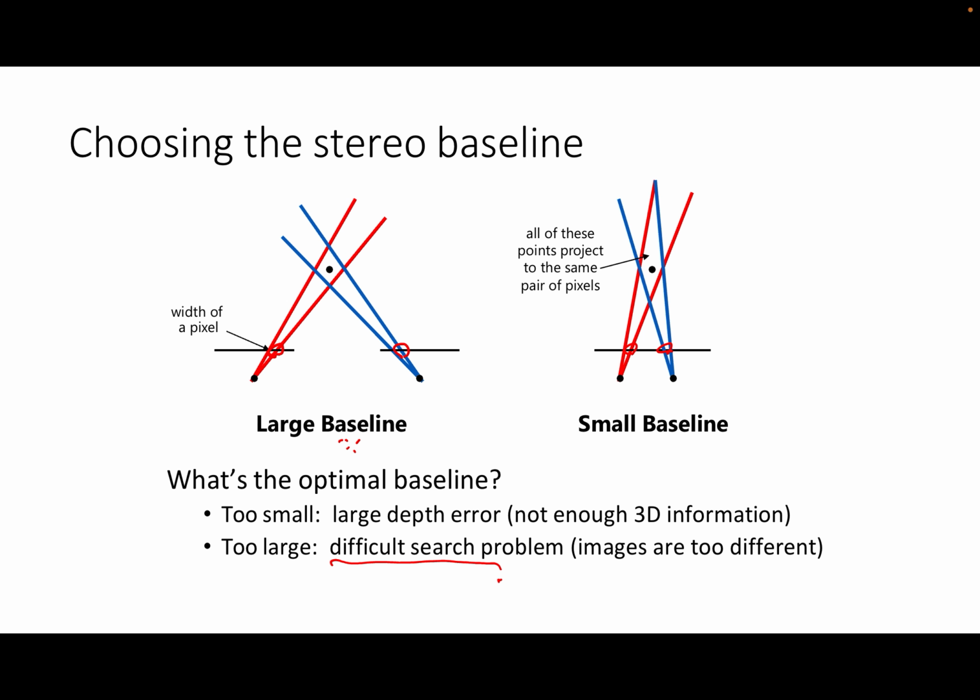It is good, but as I said, if the baseline is too large, it is difficult to search, difficult to find matching points, right? Images are too different if the baseline is too large. If the baseline is too small, there is a large depth error because we do not have enough 3D information. The extreme case of a small baseline is just taking an image with a single camera. The extreme case of a large baseline is taking images from totally different viewpoints without any overlap. So we need enough length of baseline.